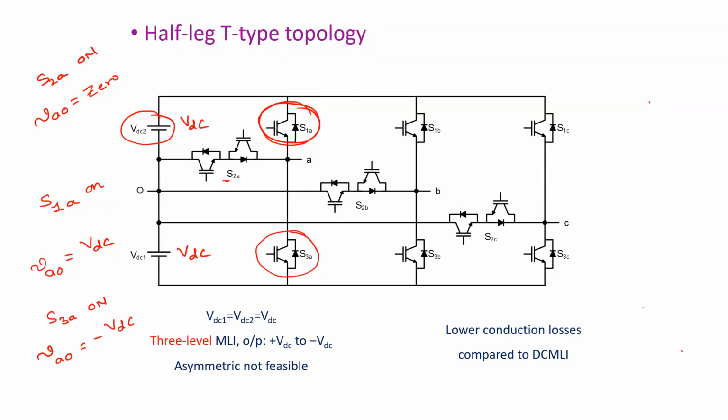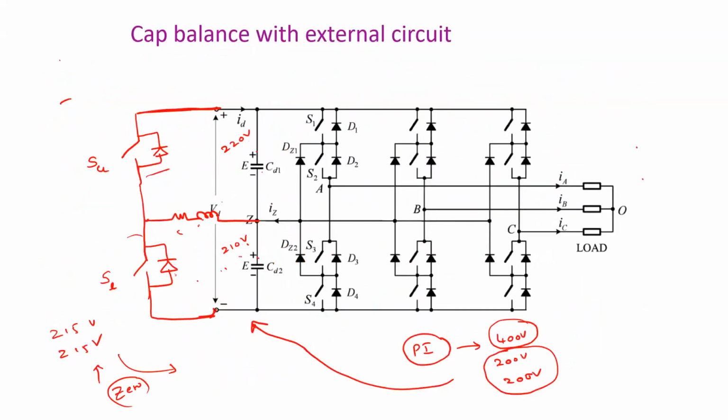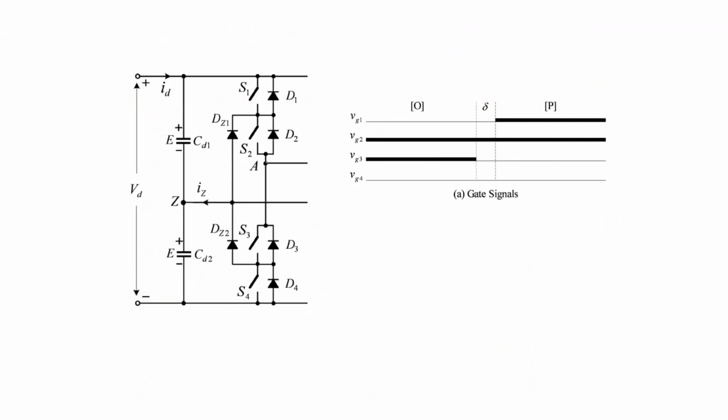Now if we compare with the diode clamped multi-level inverter, to obtain a voltage of VAZ equal to E, how many switches do you need to turn on? Two switches. You need to turn on S1 and S2 together to obtain a voltage of E. Similarly, for negative voltage, you need to turn on S3 and S4.